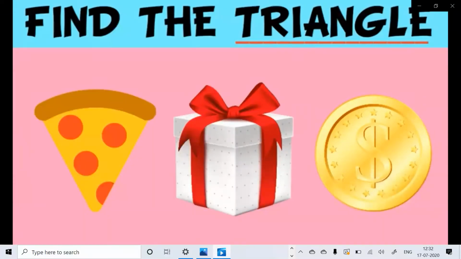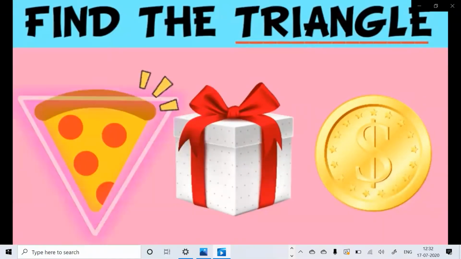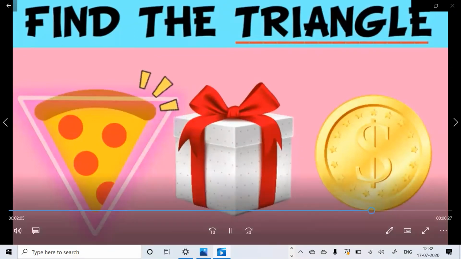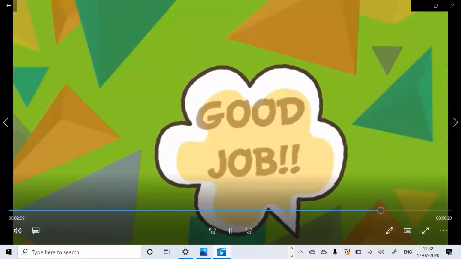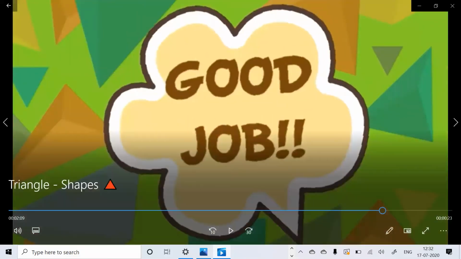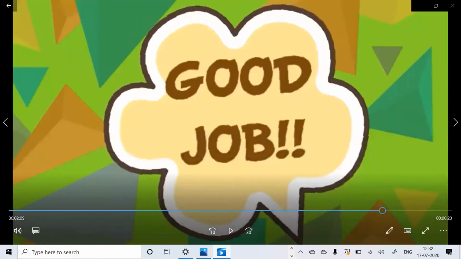Which one is the triangle? You're right. Yay! Good job, everyone. Clap for yourself. You scored full marks. Very good. Clap for yourself. Good job. Very good.